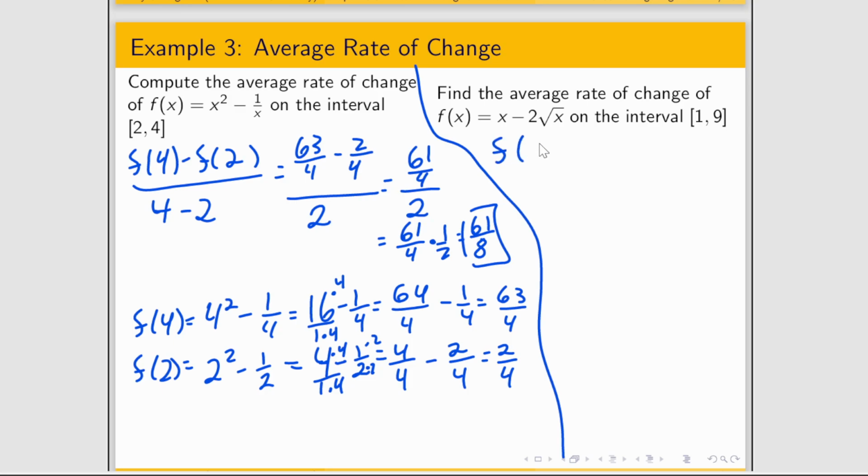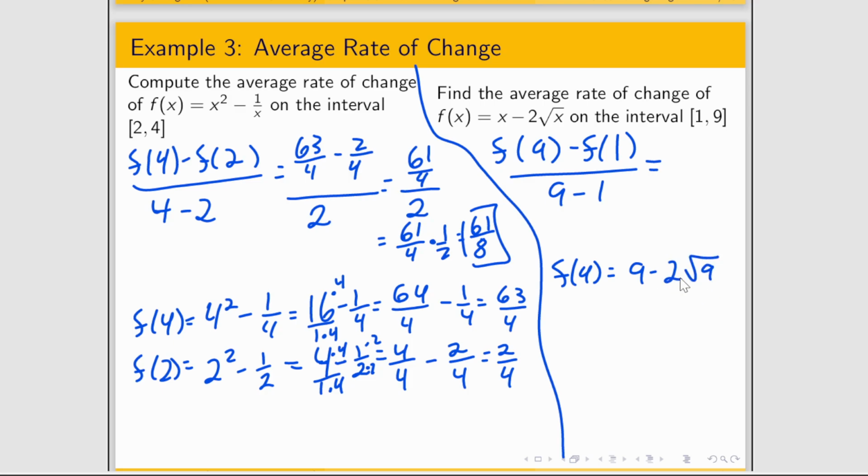First thing we want to do is set up the average rate of change in general, and that would be f of 9 minus f of 1 over 9 minus 1. F of 9 I'm going to find off to the side. That would be 9 minus 2 times the square root of 9. In terms of order of operations, I first want to simplify underneath the square root. So the square root of 9 is 3. Then you want to do 2 times 3, which is 6. So f of 9 is 3.